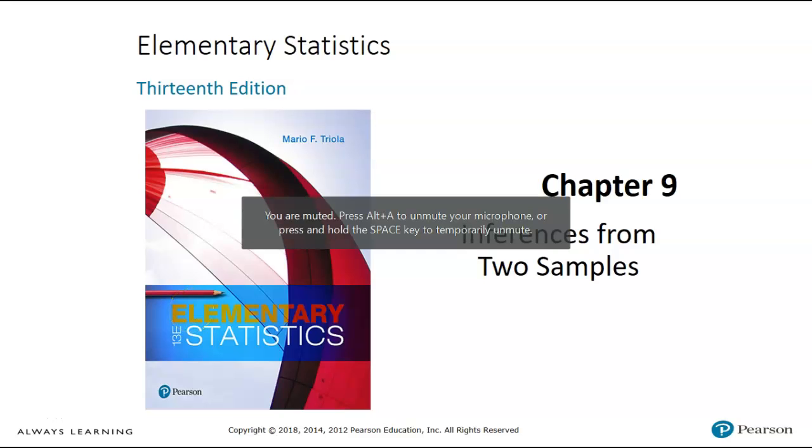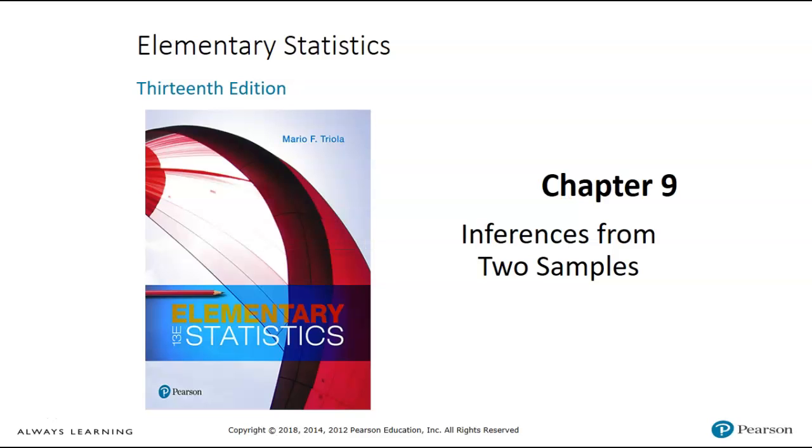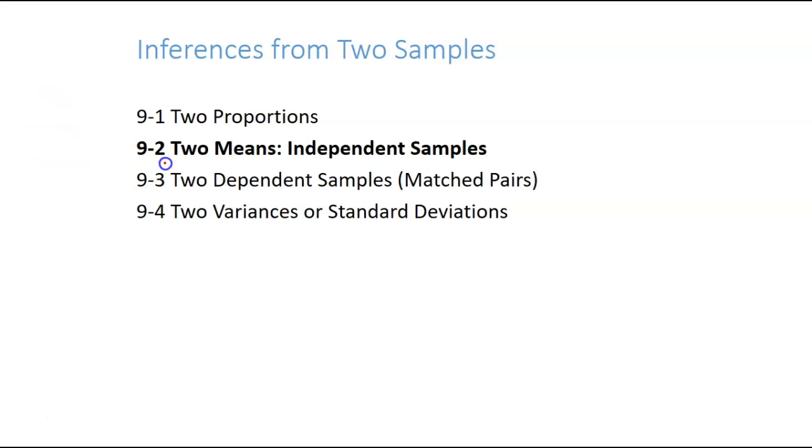We're going to be continuing with our work in Chapter 9 and specifically looking at inferences from two samples involving the mean, and we're going to look at an independent case and also a dependent or paired case today. So we'll be covering two sections. Section 9.2 will be what we start off with, which is two means with independent samples. And then we're going to move into 9.3, which are two dependent samples.